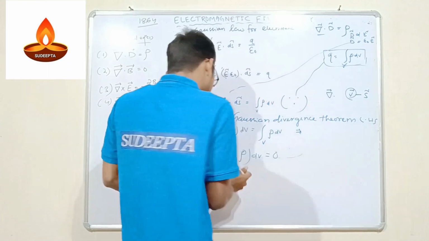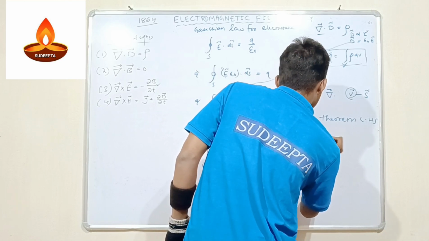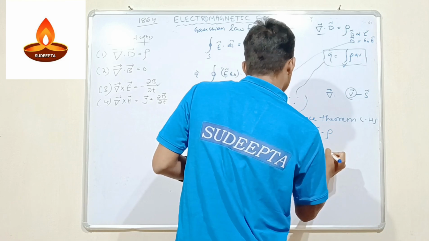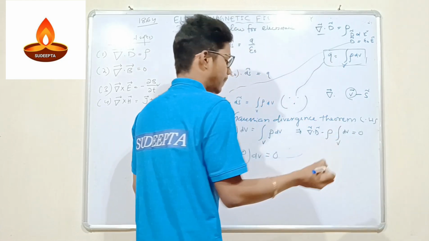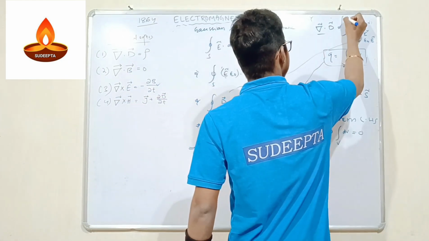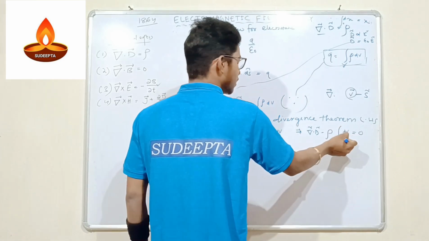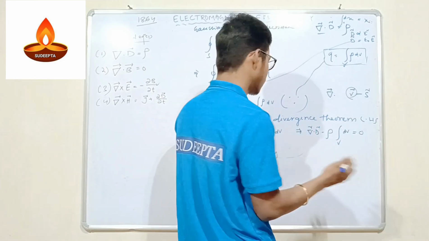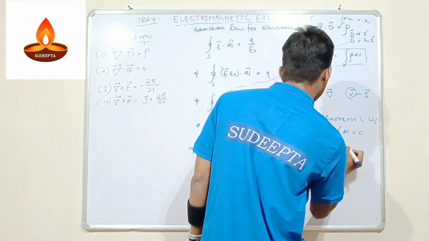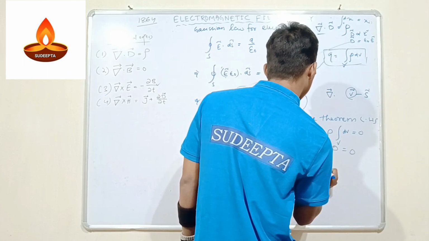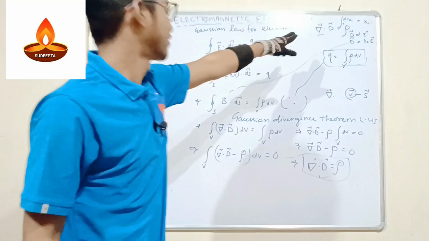In the next step, if you take this much common, it is divergence of D minus rho, the constant comes out, and it will be the volume integral of dv, which is equal to 0. Integration of dx is equal to x, so here also it will be V. When we go to the right-hand side, it will be 0. Then we can say divergence of D minus rho is equal to 0, which implies divergence of D is equal to rho. So this is our required equation.